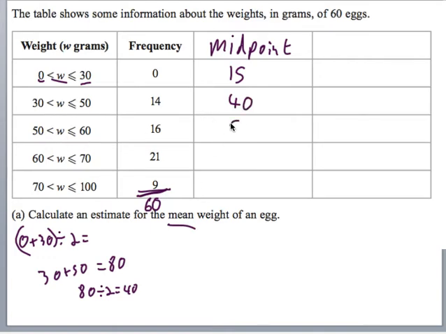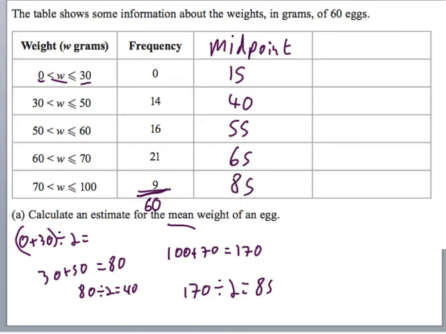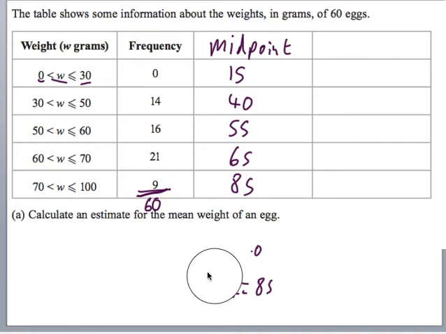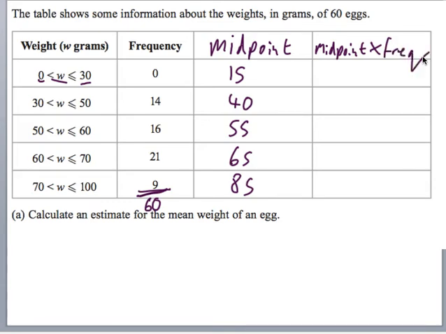The midpoint here is going to be 55, the midpoint here is going to be 65, and for the midpoint here, before I'd go 60, 65, 70, here I might need to do my calculations. 100 plus 70 equals 170, and then 170 divided by 2 gives me an answer of 85. So 85 is my midpoint. Now, I've worked out my midpoint values, so my next step is to create another column. This column is going to be my midpoint multiplied by my frequency.